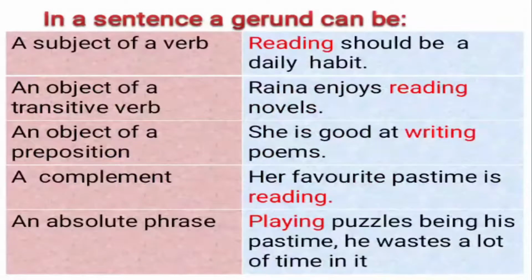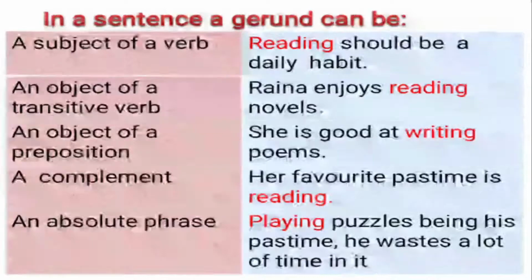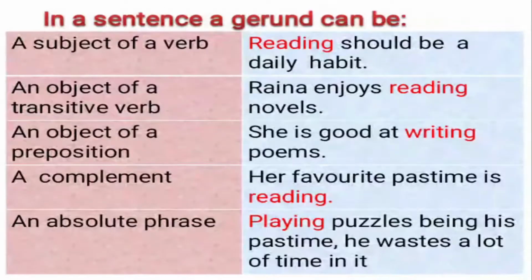So a gerund which acts as a noun can be placed in different parts of a sentence because a noun can be present in different parts of a sentence. The first example, as we have already learnt, is that a gerund can be used as a subject of a verb. For example, reading should be a daily habit. What should be the daily habit? Reading. An object of a transitive verb. Reina enjoys reading novels. Reina enjoys what? Reading novels.